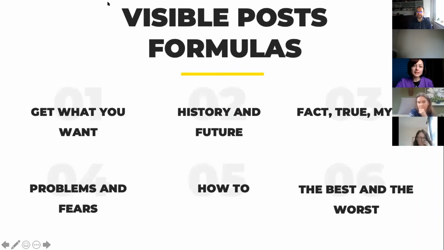So here are some recommendations about visible post formulas. These are the formats that usually get more engagement. First, get what you want. That means there is some topical question that people want to know the answer to, and you use this topic to attract attention, and then develop it in your post from the perspective of your topic, of your field.